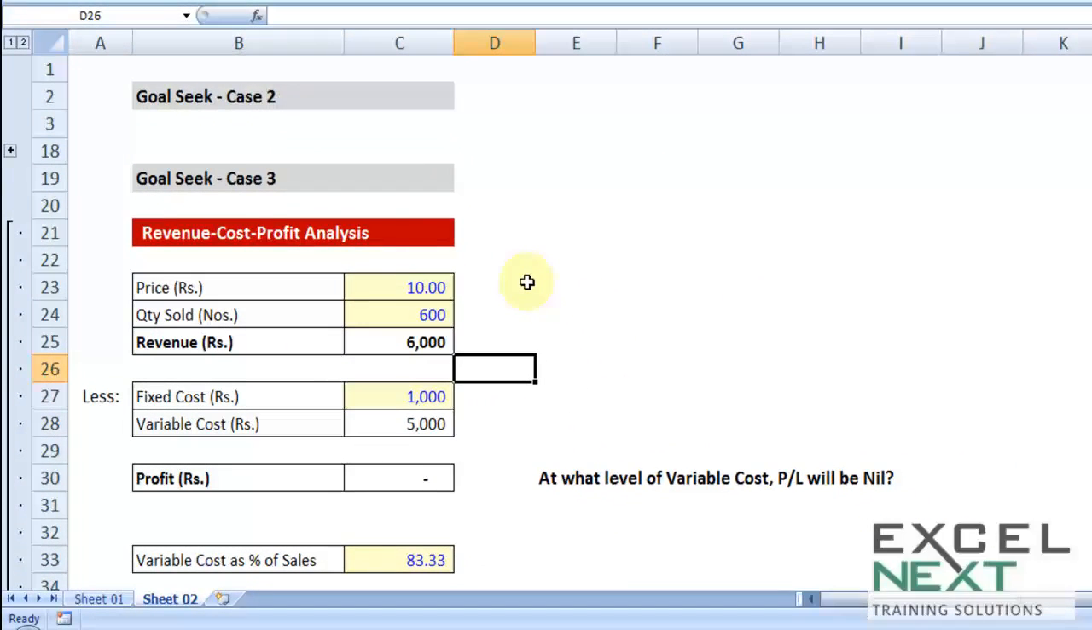So keep practicing. We will talk about data tables in the next video. That's very, very helpful if you are preparing sensitivity analysis of data.